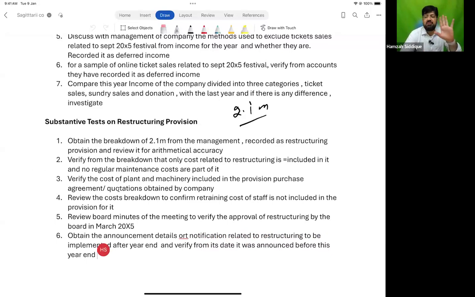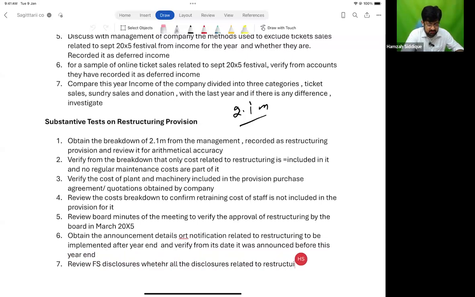Now it is done. Five have to be written. You can write one more, because they said straight away write procedures on restructuring. One generic procedure can be written. Review financial statement disclosures, whether all the disclosures related to restructuring provision have been given as per IAS 37. Simple as that. But you will never write more than five.